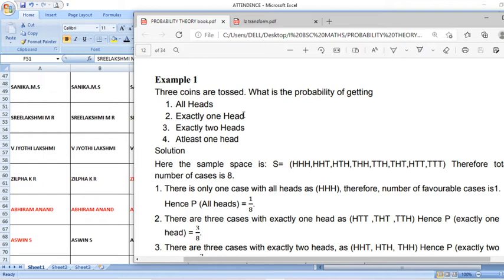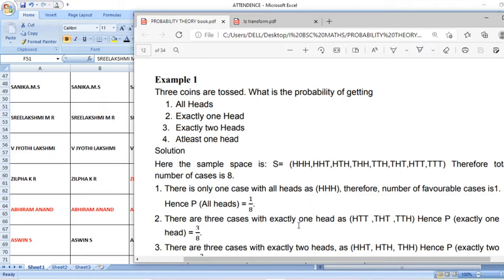So what is the event representing all heads? That is HHH. So the number of favorable cases is 1. Therefore the probability of all heads is equal to 1 by 8. The second question is exactly one head. So the possible cases are HTT, THT and TTH. So the probability of exactly one head is 3 divided by the total number of cases, that is 8, so 3 by 8.